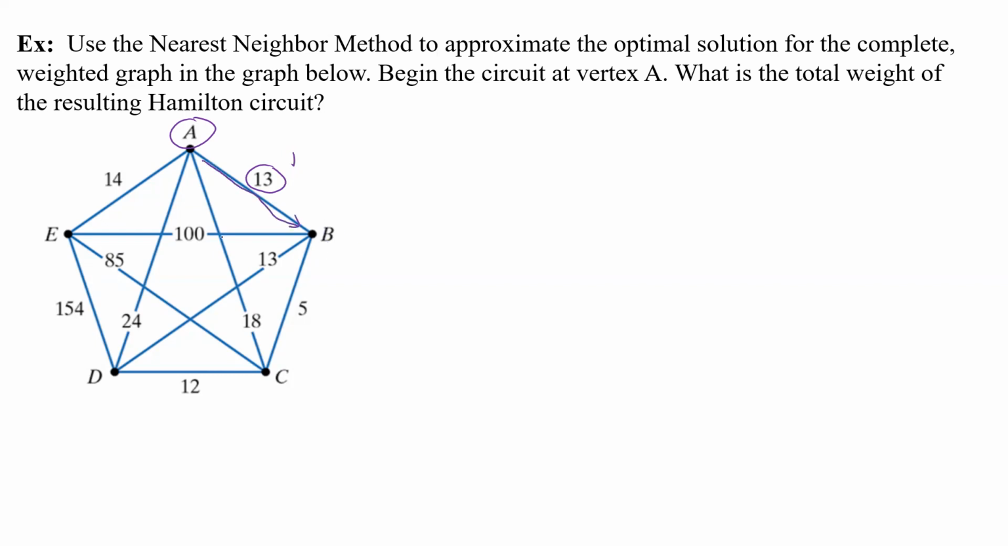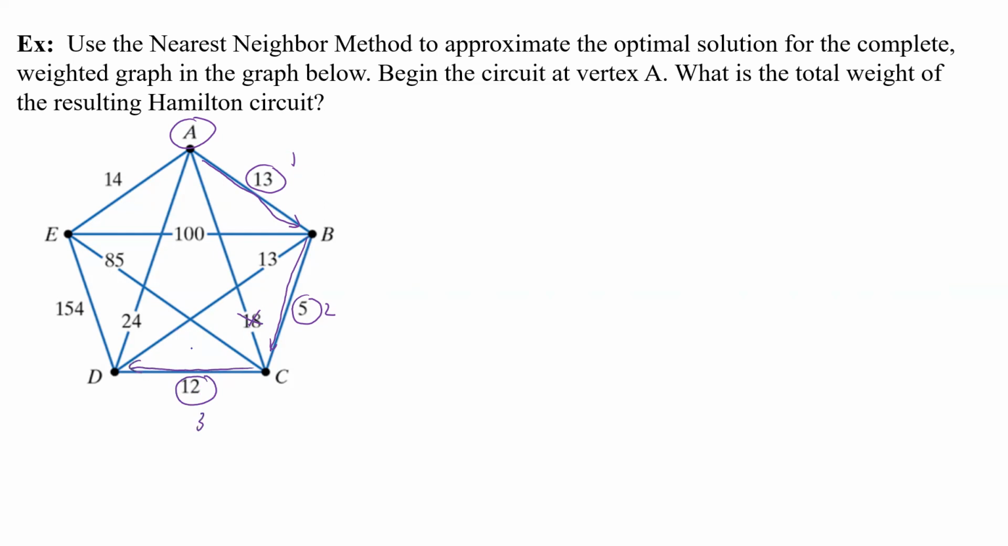Now at B, we can go over to E at 100, down to D at 13, or down to C at 5. Well, guess what? 5 is the smallest. So that's going to be our next one. From C, we can go over to D for 12, up to E for 85, or back to A. Well, we don't want to go to A because we haven't got these two over here yet. So that one really is not an option. It's one of these two, 85 or 12. Well, 12 looks to be the best one. So that looks like our third point.